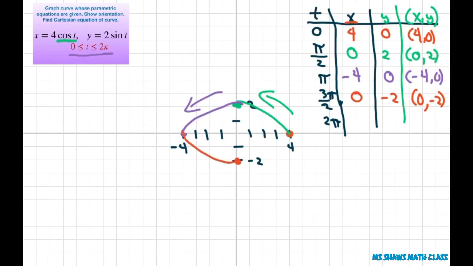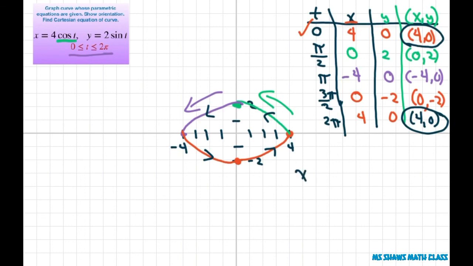And then at 2 pi, we're going to come back up to the original. So that's just going to be 4, 0. So we end here. All right, so this is your orientation. This is 4, 0. Our initial point is the same as our end point. So the curve traces all the ellipse given by x squared divided by 16 plus y squared divided by 4 equals 1.